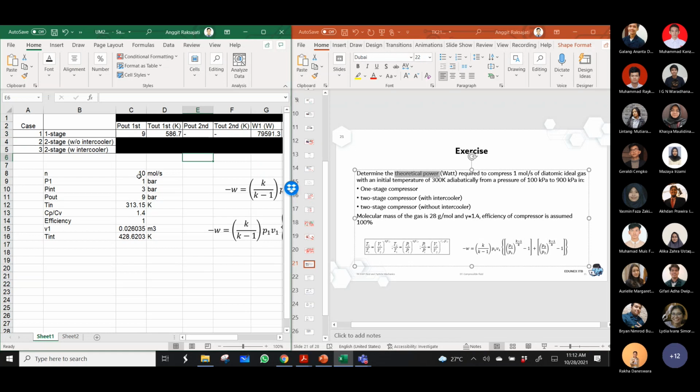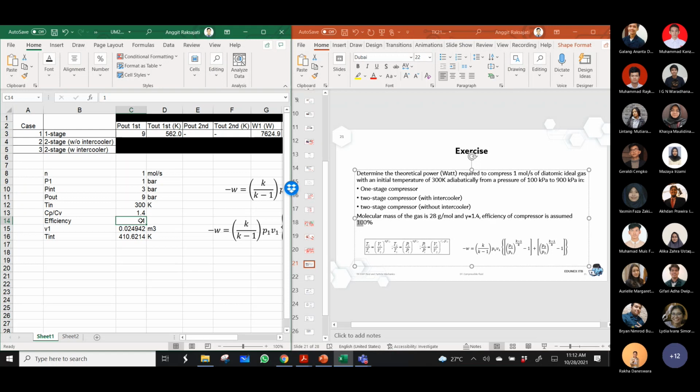So I just need to update the numbers over here. So that's 1 mole per second. Okay. P1 is 1 bar. For B and C later, if we need the intermediate pressure, then it should be 3, because to give us the same compression ratio, 1 to 3 and 3 to 9, both of them are 3. Temperature in, okay, I have Kelvin. Cp per Cv is 1.4. At this point, the efficiency is still 1. Okay. If it has to be another number, then it just has to be updated.